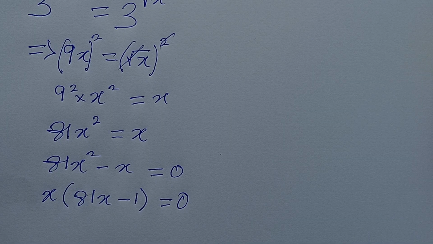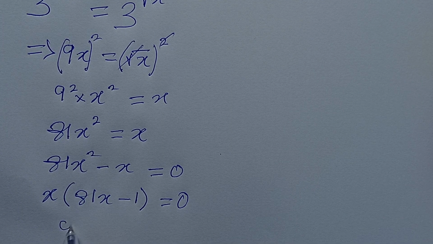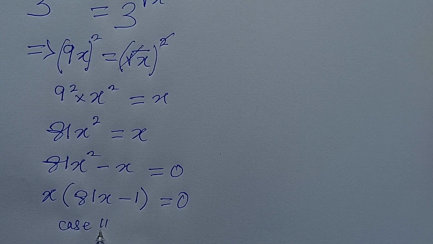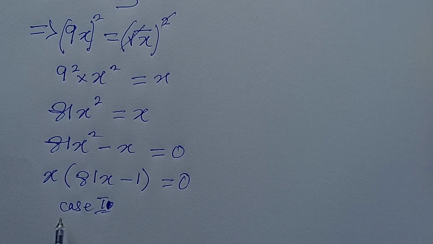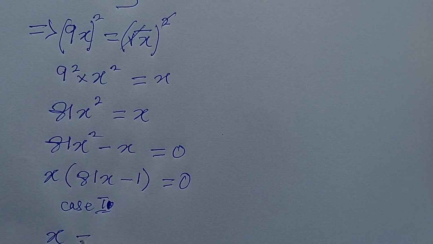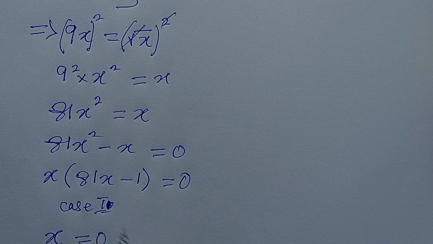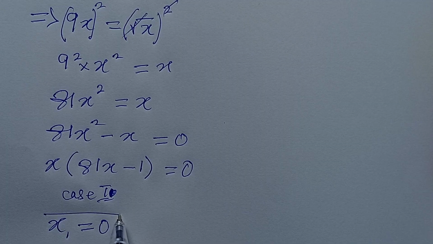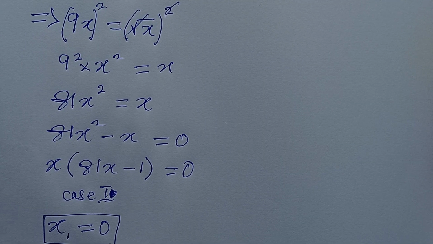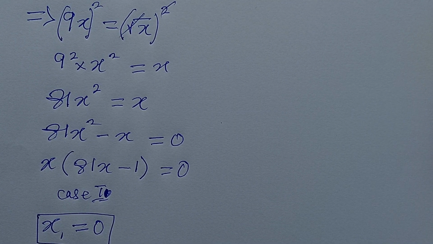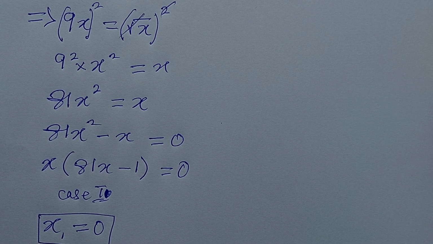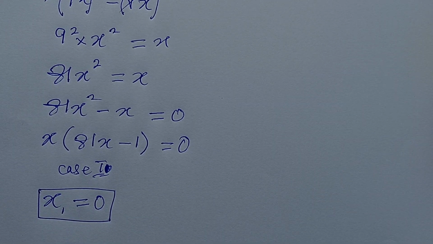If we apply the zero product rule, we're going to have case 1 from here. Case 1 is going to give us x equal to 0. So we have x is equal to 0. This is the first value of x that satisfies the original equation. Although we are going to do a simple verification to see if it actually satisfies the original equation. Okay, then we take our case 2.